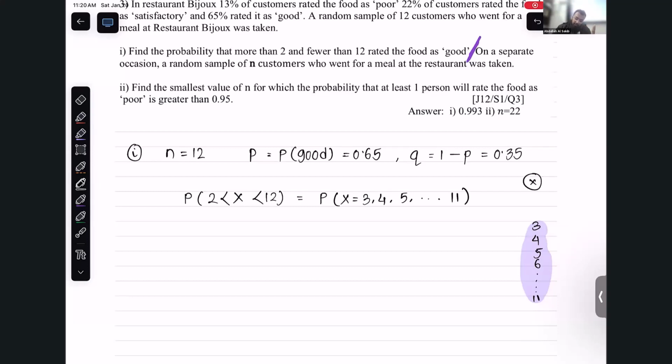What are the observations? 0, 1, 2. Two observations have been missed, and there is the number 12 here. So what we can do is find the total probability, 1. We know the total probability is 1, and we can subtract x equal to 0, 1, 2, and 12. So that means the probability of x equals 0, x equals 1, x equals 2, and 12.